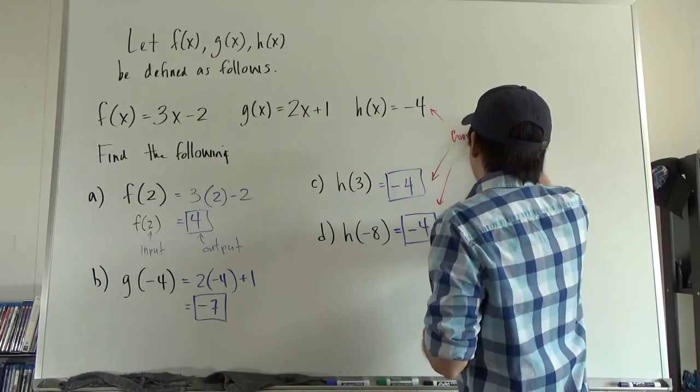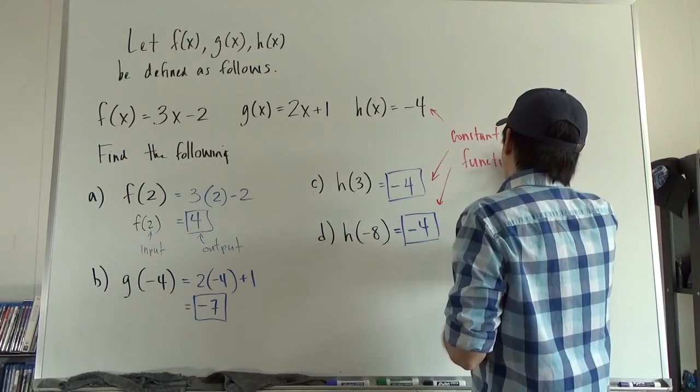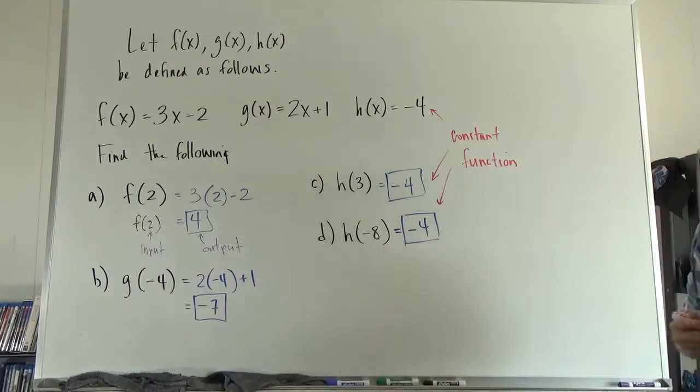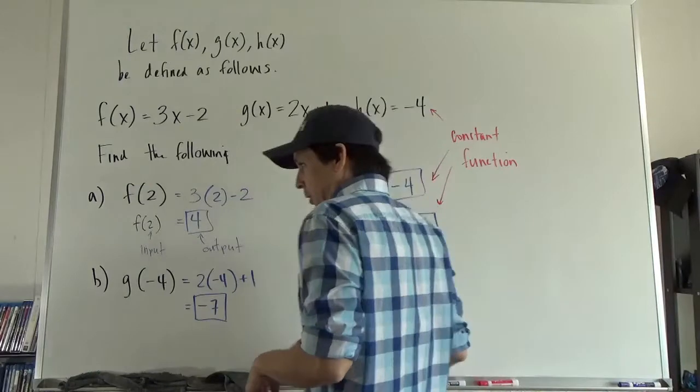So it's called a constant function. Its output is just a constant negative 4. H of anything is negative 4, the way it's defined here. Okay, so be careful of that. Comes up on the homework.